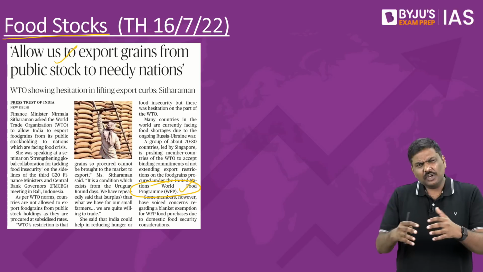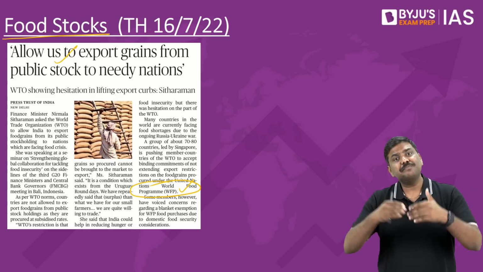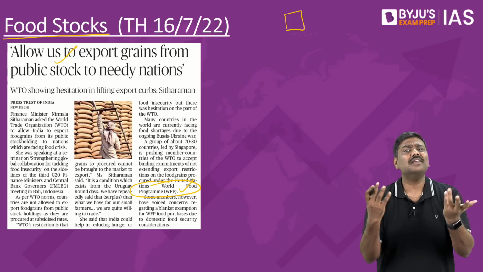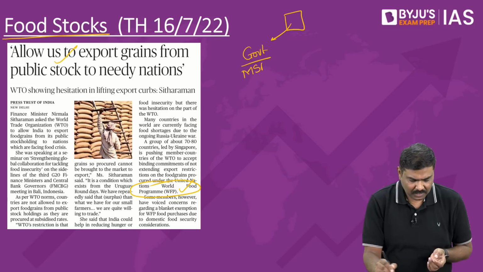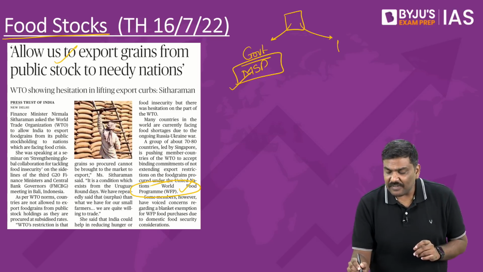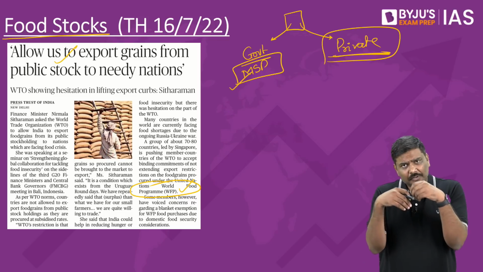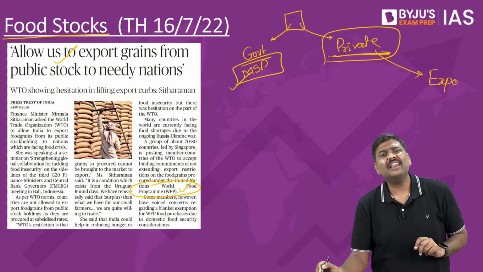The Government of India, during one of the meetings very recently, has asked the WTO to allow the government to export food grains. Now some of you might be thinking, but sir, we already export food grains. Please understand the difference here. Imagine this is Indian economy. Government procures food grains by paying MSP, and the private traders will also procure the food grains by paying a certain price, that is the market price, and they can export it. They can very well export it.